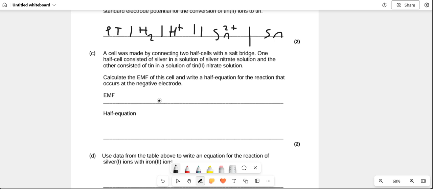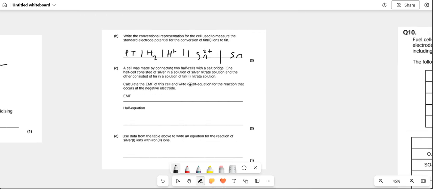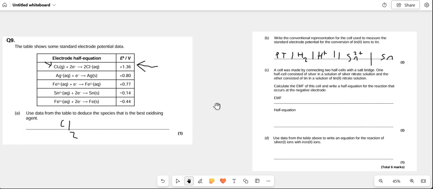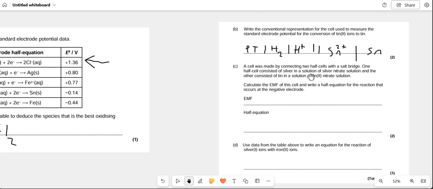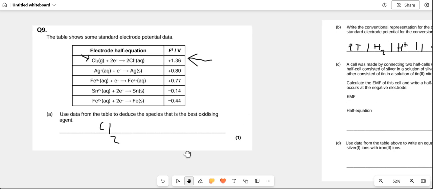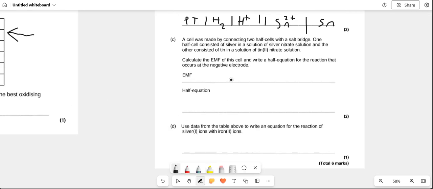A cell was made by connecting two half cells with a salt bridge. Calculate the EMF of the cell and write a half equation. Okay, cool. One half cell is silver nitrate, and the other one is tin nitrate. So we've got silver and tin. Which one's bigger? 0.8 is bigger, 0.14 is smaller. So this one is going forward and that one is going backward. So the EMF is 0.8 minus 0.14, or the reduced minus the oxidized. That's going to be 0.94.